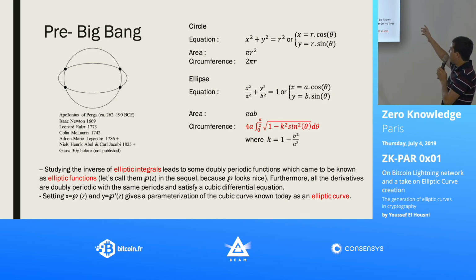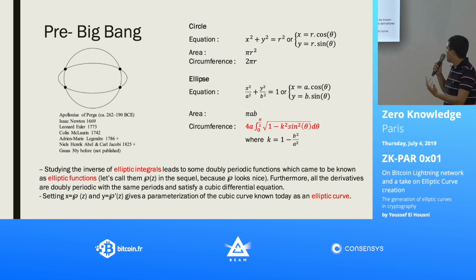We have only one radius in a circle, but in an ellipse we have two radii, the major axis and the minor axis, so it is like AB. If A is equal to B equal to R, it is the same. But if we take a look at the perimeter, it's going to be different.